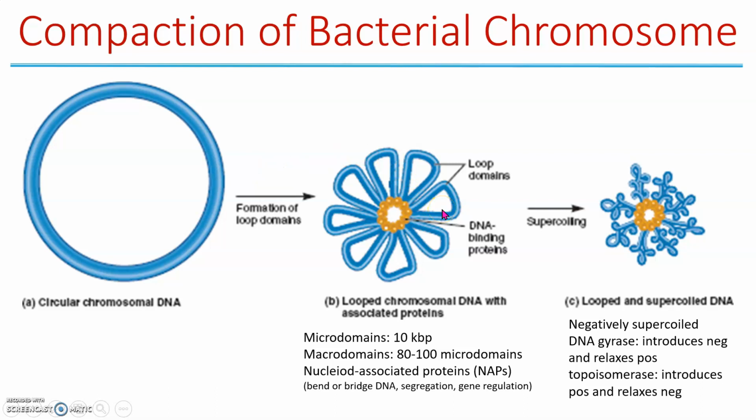So then, after we get the macro and micro domains, then we're going to introduce this supercoiling. So imagine taking a rubber band and twisting it between your fingers and how it folds onto itself. That's similar to what happens here with this supercoiling. So bacterial chromosomes have this negative supercoiling. And there are 2 enzymes within the bacteria, so DNA gyrase and topoisomerase. And their job is to introduce supercoils and relax them. So DNA gyrase introduces negative supercoils and relaxes positive. Topoisomerase introduces positive and relaxes negative.